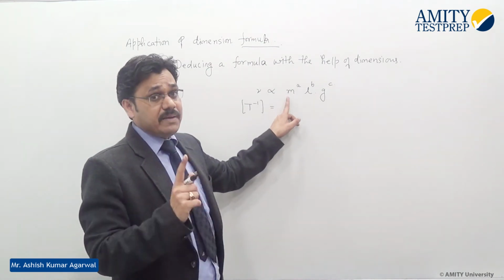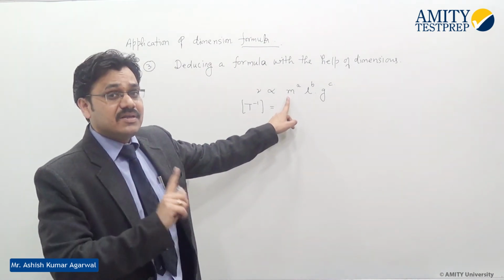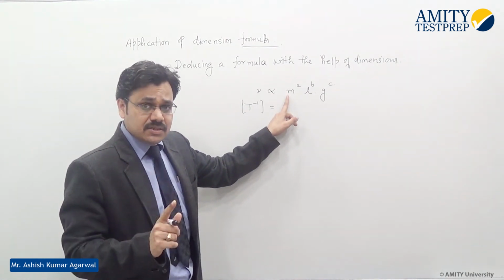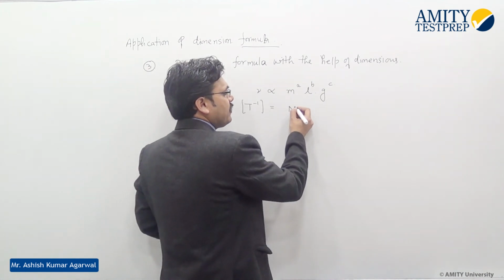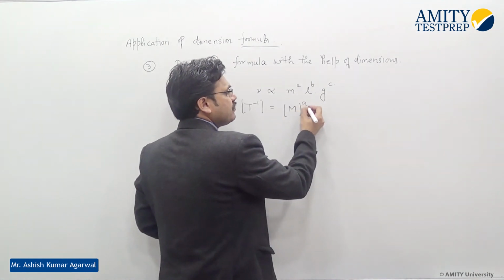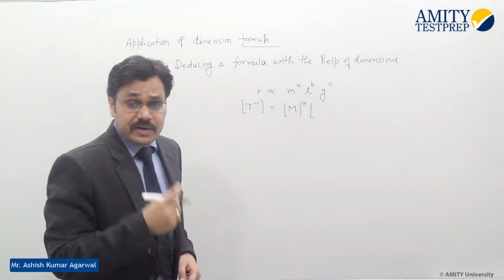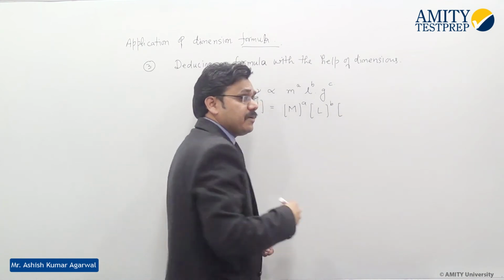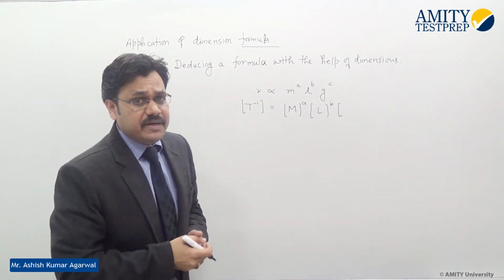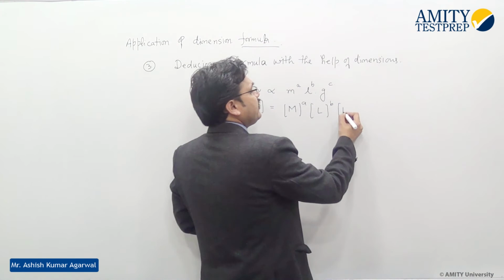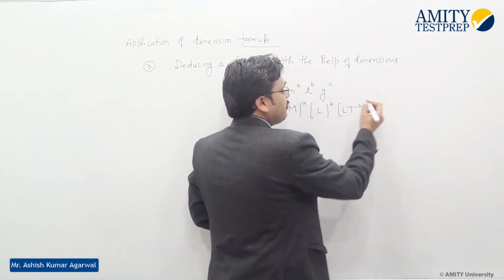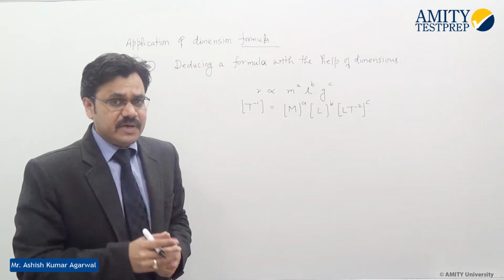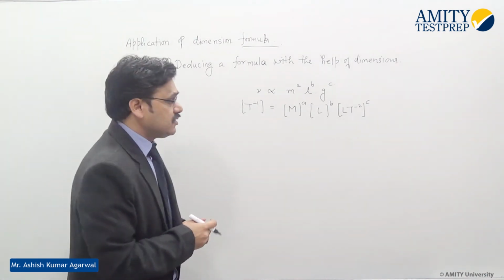So you have to write down the dimension formula for the physical quantities written here. The physical quantity here, m, stands for mass, so the dimension formula is M to the power a. This is the length, so the dimension formula for length is L and the power is b. And for g, the acceleration due to gravity, it is L T minus 2. Remember, acceleration due to gravity or acceleration should have the same dimension formula, so it is L T minus 2.